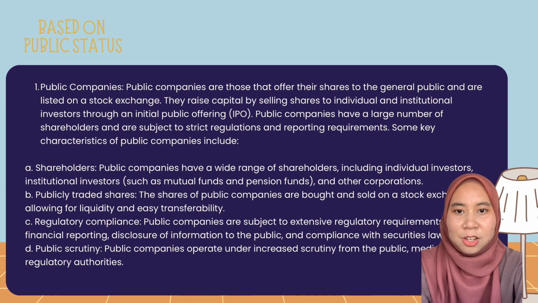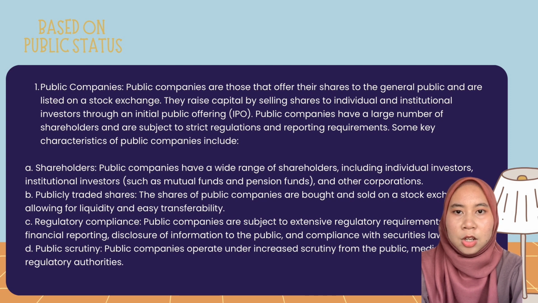Type of company based on public status. Public companies are those that offer their shares to the general public and are listed on a stock exchange. They raise capital by selling shares to individual and institutional investors through an initial public offering (IPO). Public companies have a large number of shareholders and are subject to strict regulation and reporting requirements. Some key characteristics of public companies include shareholders, publicly traded shares, regulatory compliance, and public scrutiny.